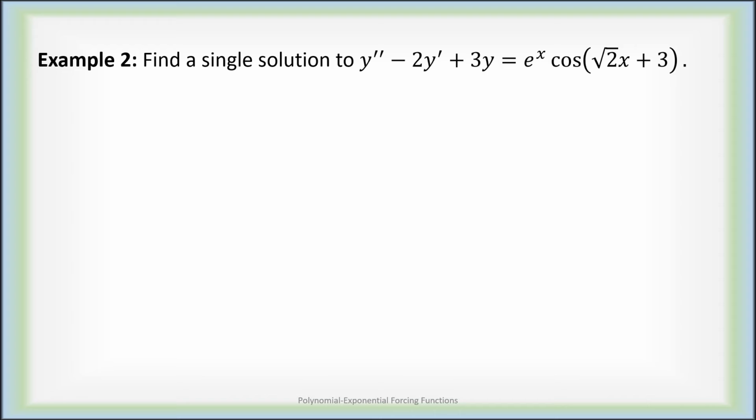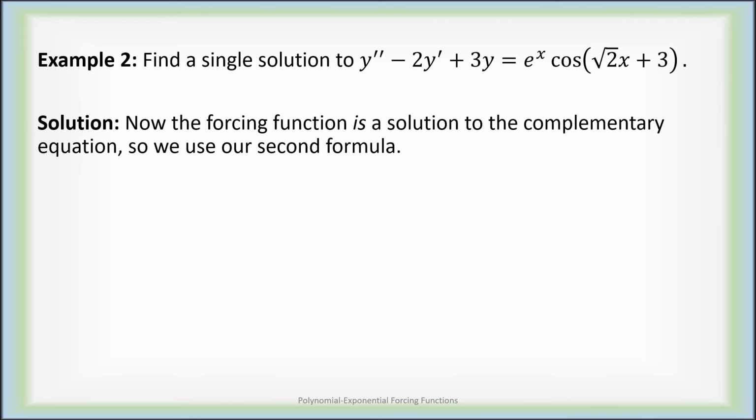As a second example, let's find a single solution to y double prime minus 2y prime plus 3y equals e to the x cosine of root 2x plus 3. Well, notice I did not change the left side there, y double prime minus 2y prime plus 3y.